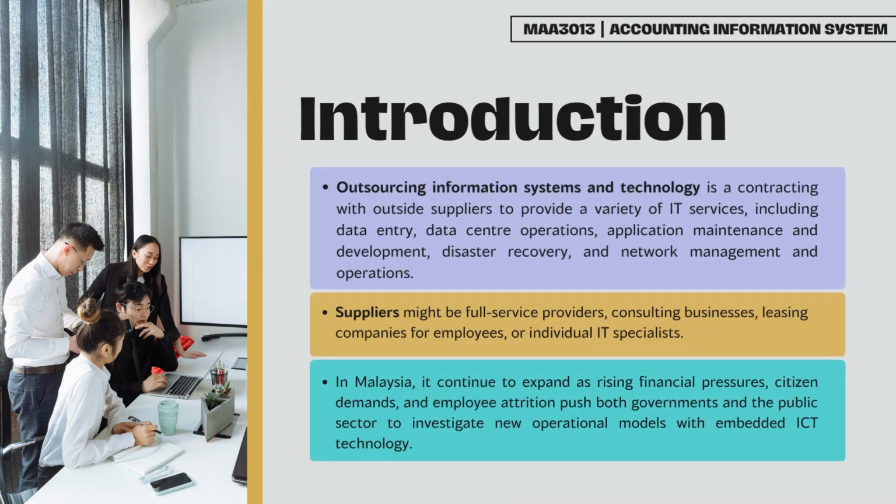For introduction, outsourcing information systems and technology is contracting with outside suppliers to provide a variety of IT services, including data entry, data center operations, application maintenance and development, disaster recovery, and network management and operations. So basically, outsourcing information system is giving services to another party or outside suppliers in terms of IT services. Outside suppliers might be full service providers, consulting businesses, leasing companies for employees, or individual IT specialists.